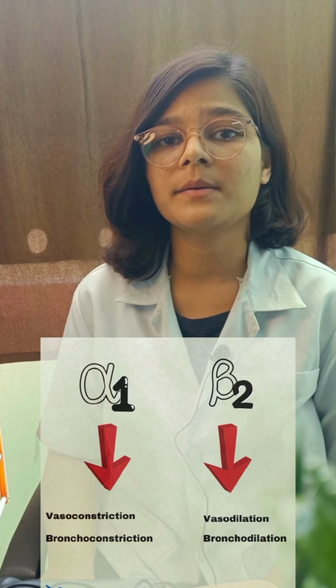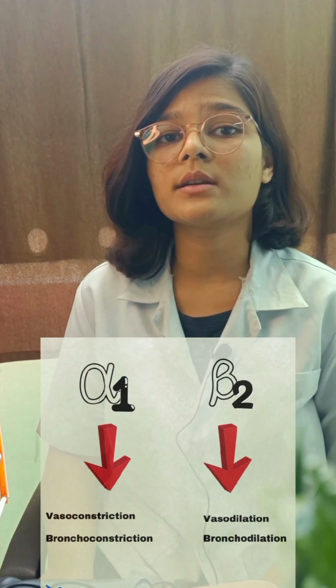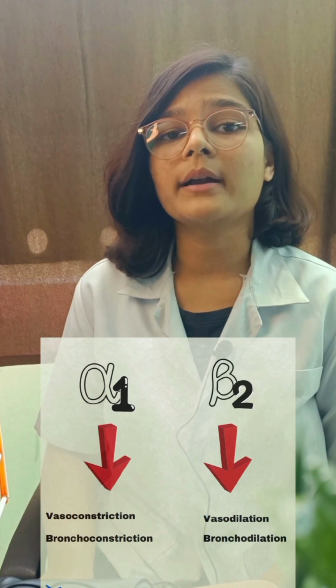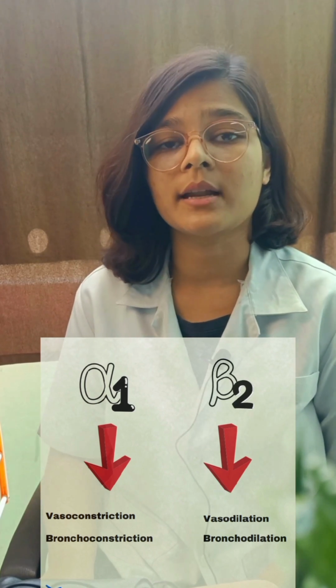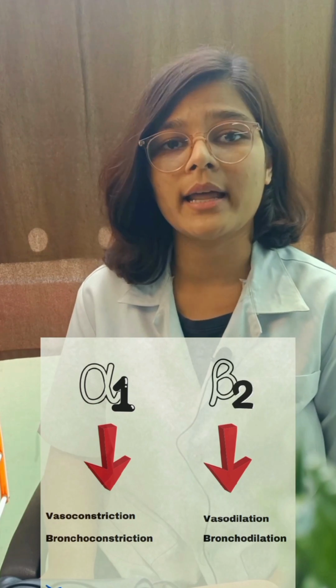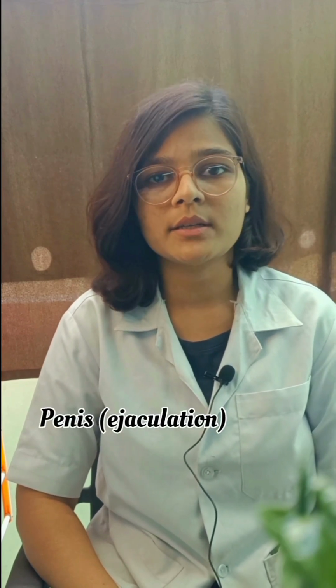Remember one thing: when the action is on the alpha-1 receptor, the action is constrictory or stimulatory, like vasoconstriction or bronchoconstriction. But when the action is on the beta-2 receptor, there is a dilatory or relaxing action, like bronchodilation and vasodilation. Alpha-1 receptors are present on the smooth muscle of the bronchi and blood vessels, then uterus, then prostate. Alpha-2 receptors are present on the penis, leading to ejaculation.